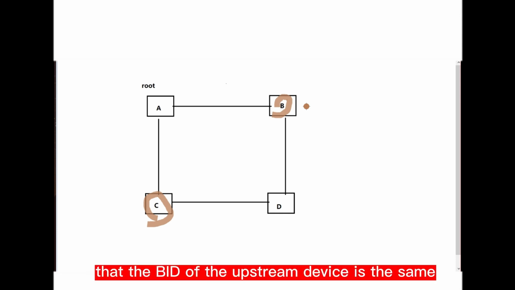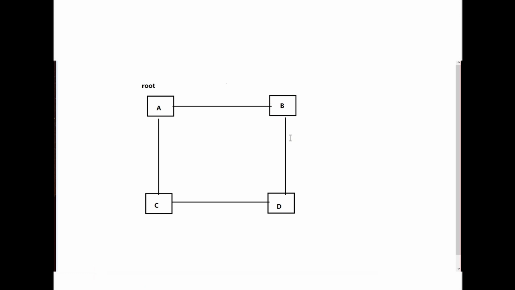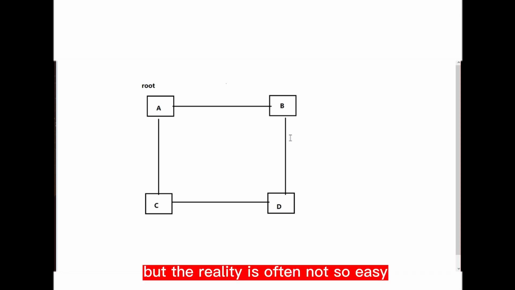Is it possible that the bridge ID of the upstream device is the same? Can you draw such a topology in your mind? In our picture, it is inconsistent. So in a picture like this, it can in fact be compared. But reality is often not so easy. We have other possibilities. It's just that I can't compare RPC now, and the bridge ID of the upstream device still cannot be compared.